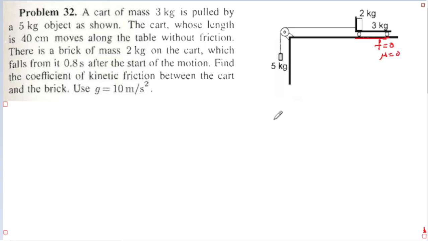So if we analyze this question again, as the block moves down, there will be an acceleration which acts in the downward direction. This is the acceleration of the block, and if the block moves with a certain acceleration, then this cart also moves with the same acceleration in the leftward direction. Let this acceleration be a, and there is a tension which is developed in the string. So this is our tension of the string T.